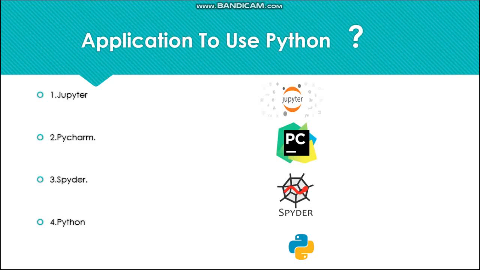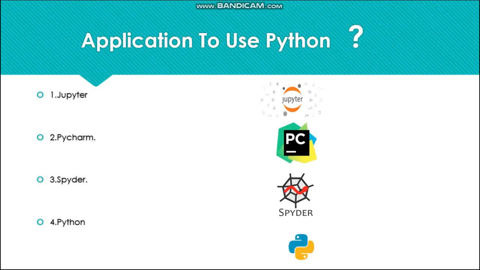The second one is one of the most famous software, that is PyCharm. PyCharm is an integrated development environment used in computer programming, specifically for the Python language. The third one is Spyder. Spyder is the same as Jupyter Notebook, but in Jupyter Notebook there is a cell, so we can write code one by one and execute it. In Spyder there is no cell. And the fourth one is Python. Python is good software, but it's boring to code.